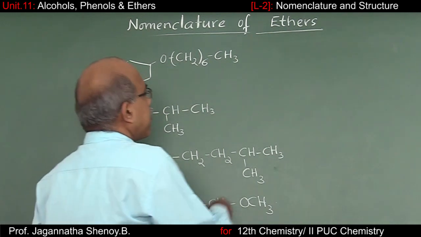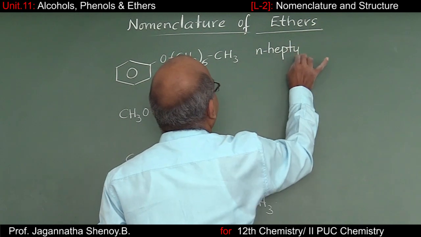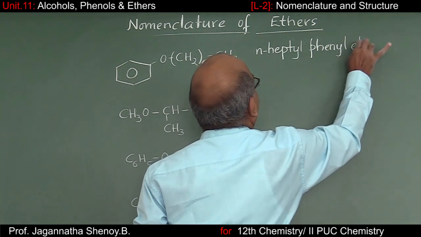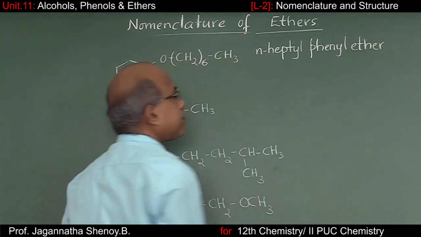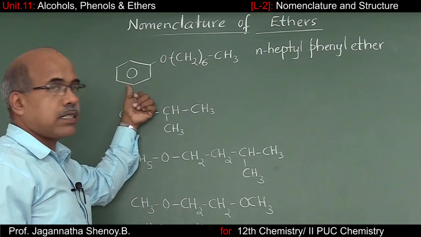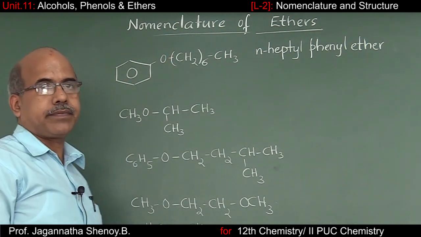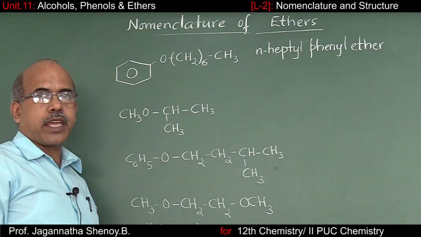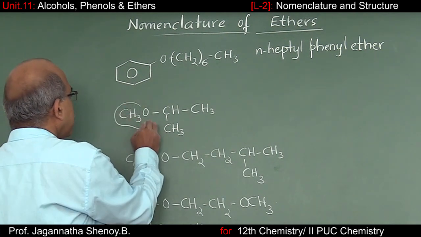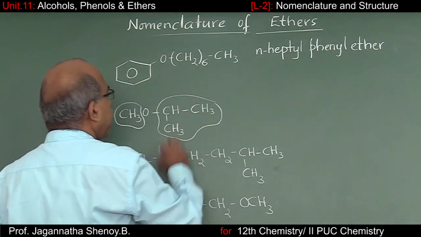What is the common name of this compound? It has to be N-heptyl phenyl ether. So this is the common name. This is the N-heptyl group, this is the phenyl group: N-heptyl phenyl ether. I'll move over to this molecule for the common name. Here we have a methyl group, and what we have here is nothing but an isopropyl group.